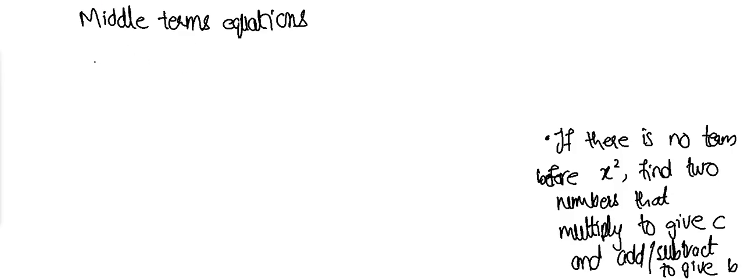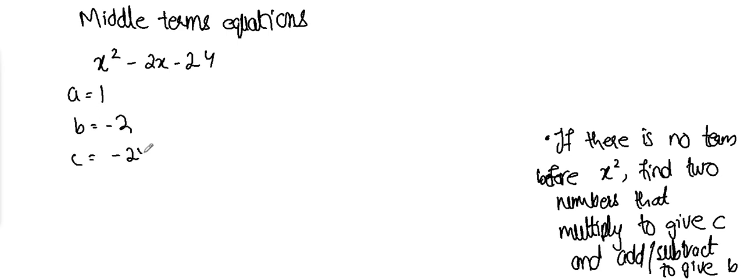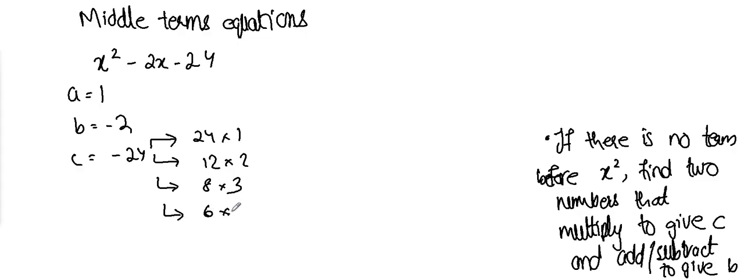Okay, here we have x squared minus 2x minus 24. Once again, a equals 1, b equals minus 2, c equals minus 24. Be very careful about the minus signs, okay? Find the factors of 24. 24 times 1, 12 times 2, 8 times 3, 6 times 4, right? I want any two numbers that add or subtract to give me minus 2 out of all of these.